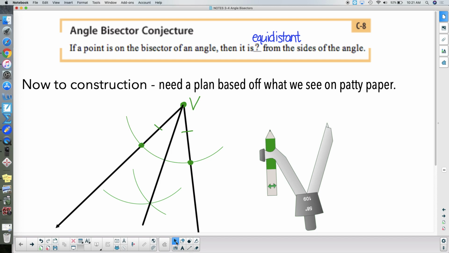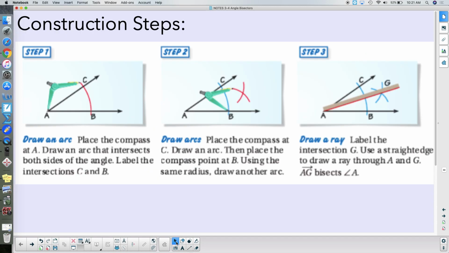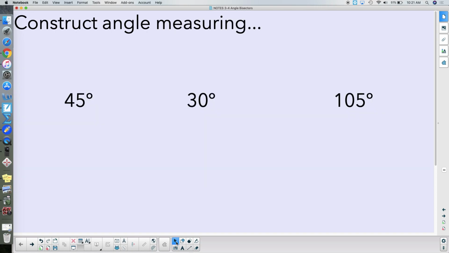You can pause the video and put it back if you need to see that multiple times. You can also go to the construction website to see that again. So construction steps, if you're somebody who needs to write down steps, pause the video so that you have steps you can follow. And then the last thing we're going to do is we're going to come up with a plan for how to not only bisect angles, but use that to create additional things.